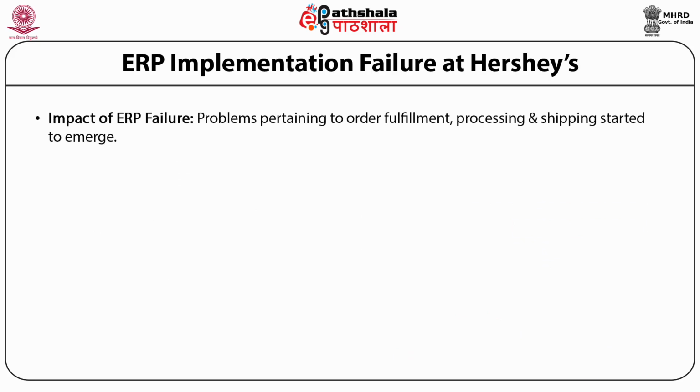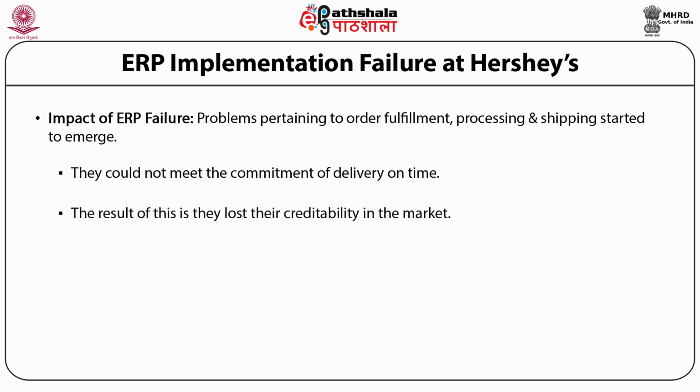Problems pertaining to order fulfillment, processing, and shipping started to emerge. While they had enough stock in their inventory, it could not be delivered to the end customer. They were not able to meet the commitment of delivery on time, and several distributors who had ordered the products could not supply them to the retailer in time.